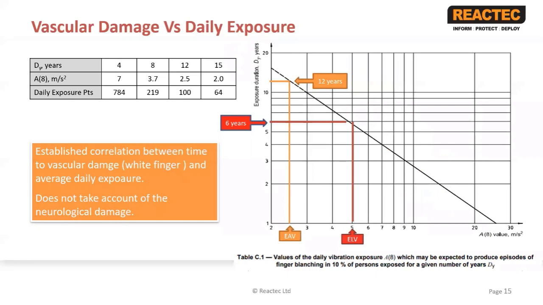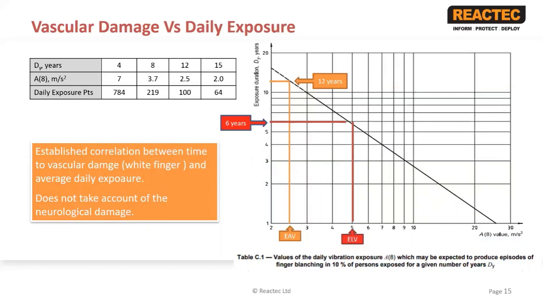This data is derived from the established correlation between the time to vascular damage, so this is the time to only the white finger part of hand-arm vibration syndrome, and daily exposure to vibration. So the graph here explains it in terms of daily exposure expressed in A8 values in metres per second squared.